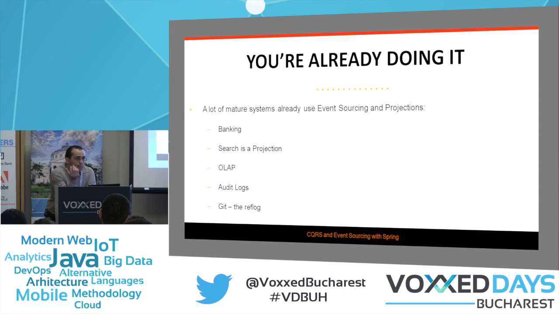Search is usually a projection, because in any system you're going to save your data, and you're going to also index your data. So that's a sort of projection. OLAP is a nice example of arranging data very specifically so that it can be queried, so that you can build nice reports on top of that. Audit logs, Git itself is kind of a clear example of that style of implementation.